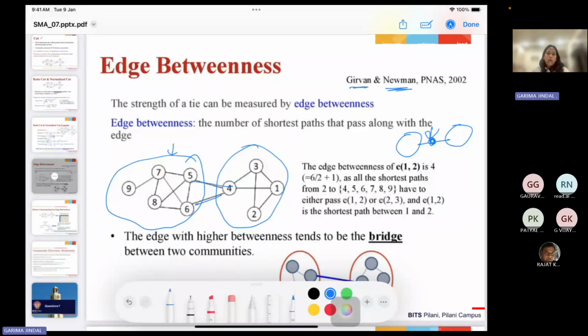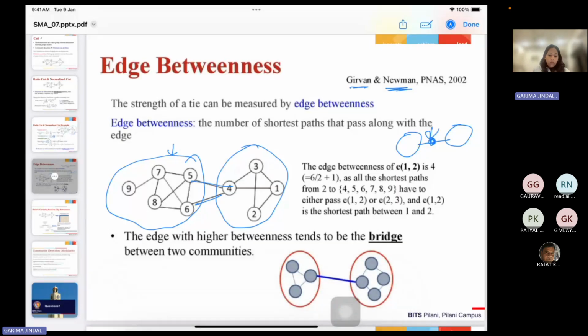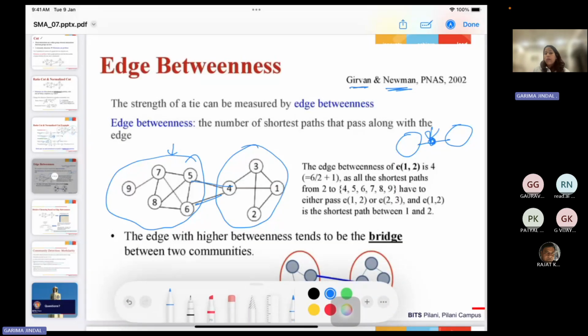Okay, so that is how we quantify the betweenness of a node. So they extended this definition to the edges. Okay, so now in this particular case, we are going to calculate the number of times a particular edge appears in the shortest path between any two pair of nodes. So by quantifying this value, they identify the betweenness of each edge.